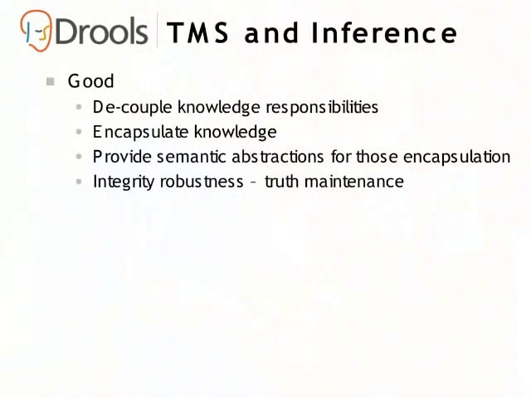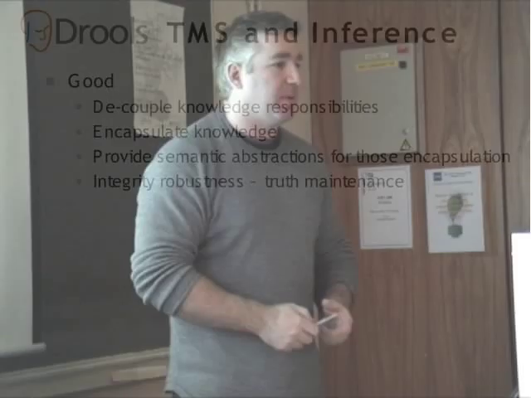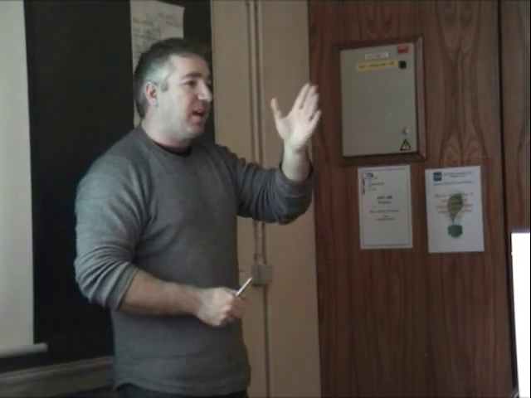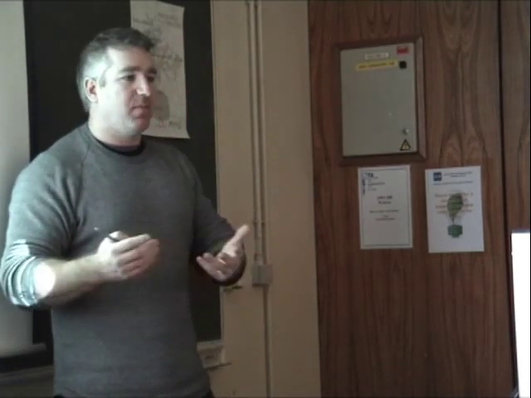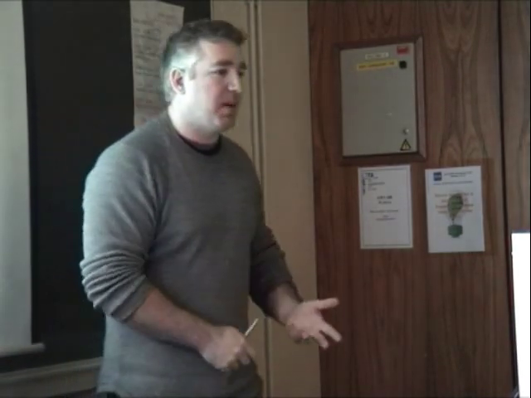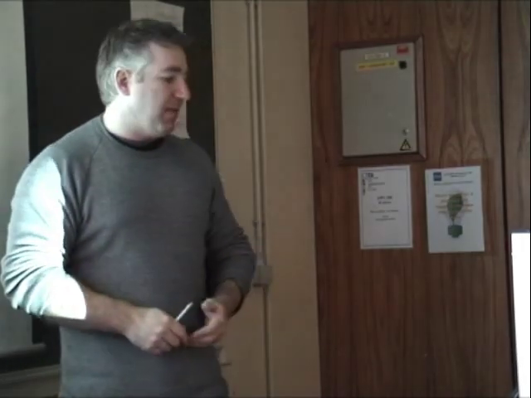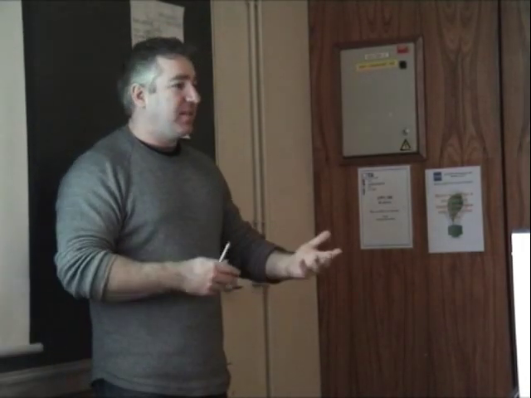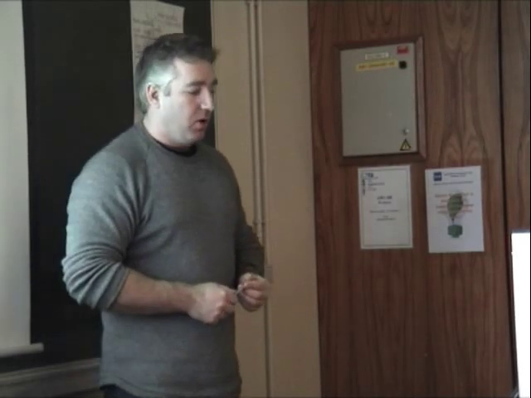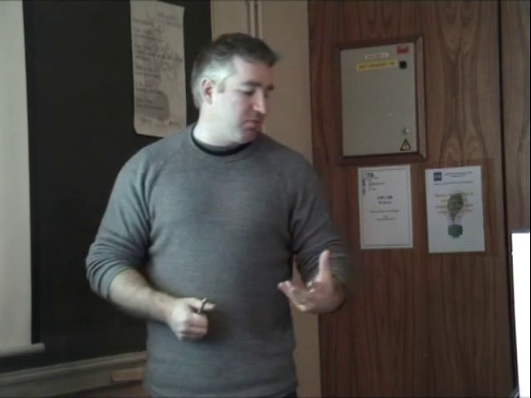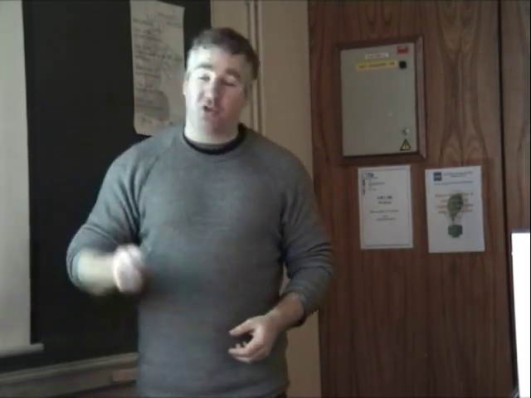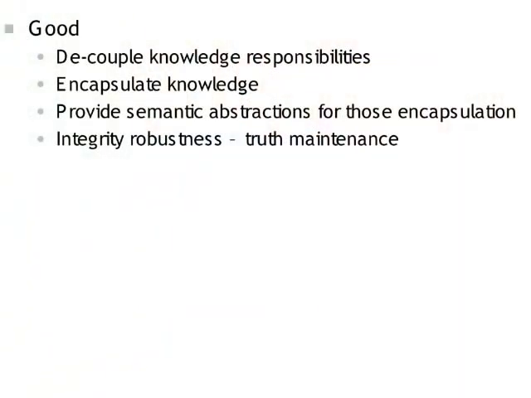So truth maintenance inference gives you decoupling of knowledge responsibilities. It encapsulates your knowledge. It provides semantic abstractions for those encapsulations, because if a person is greater than 16 or less than 16, what does that mean? It means different things to different people. If it was age of consent, that's different in different countries. So it allows you to encapsulate that to give it semantic meaning. So it's quite important. It makes things readable, it makes them more maintainable. And the truth maintenance as well helps add integrity and robustness.